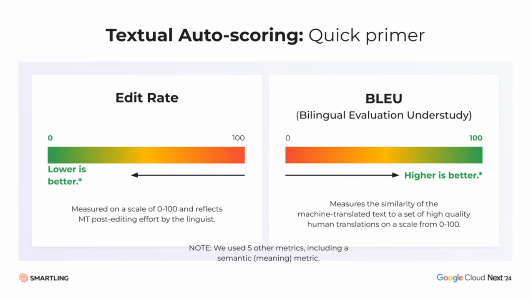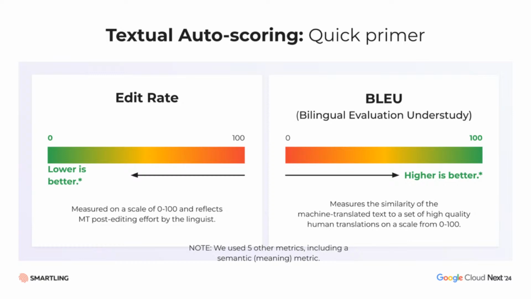So a quick primer on textual auto scoring. Primarily, we're looking at 2 metrics. One is called edit rate. The idea here is very commonsensical. The less I edit as a linguist, right, the lower the number, the better, because that means I'm editing less, I can be more productive.